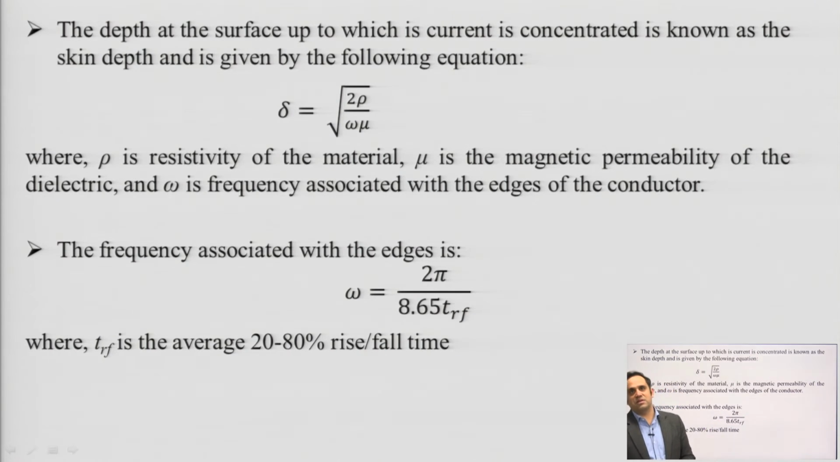TRF is your average rise and fall time, the time it takes for the signal to rise from 20% to 80% of its final value, or to fall from 80% to 20% of its final value. That time it takes is TRF. So, this is more about skin effect and skin depth.